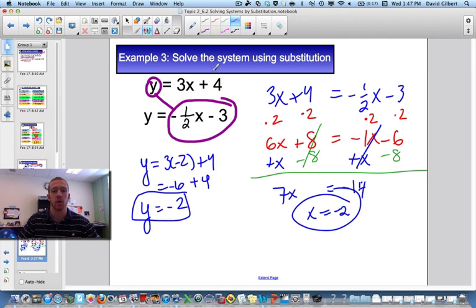Since I used the top equation to get my y, I'm going to use the bottom equation to check my answer. Negative 2, does that equal negative 1/2 times negative 2 minus 3? A negative times a negative is a positive. 1/2 times 2 is 1. So yes, negative 2 does equal 1 minus 3. So it works.